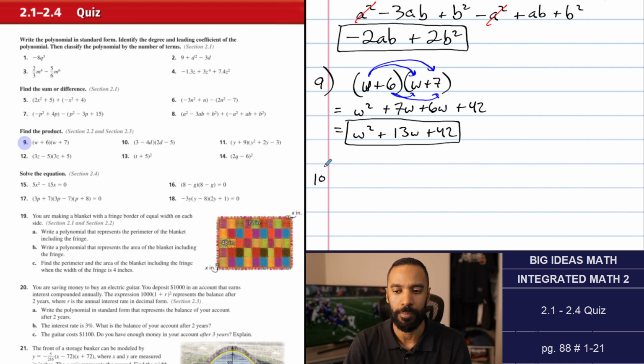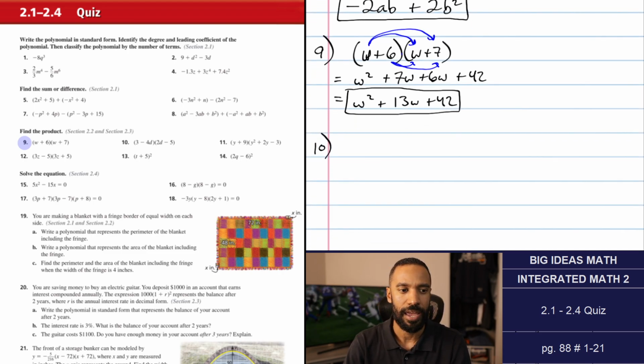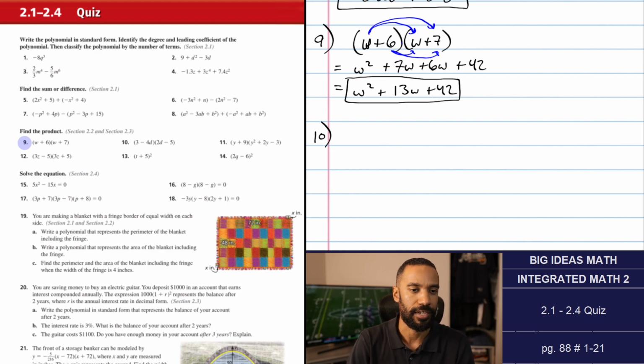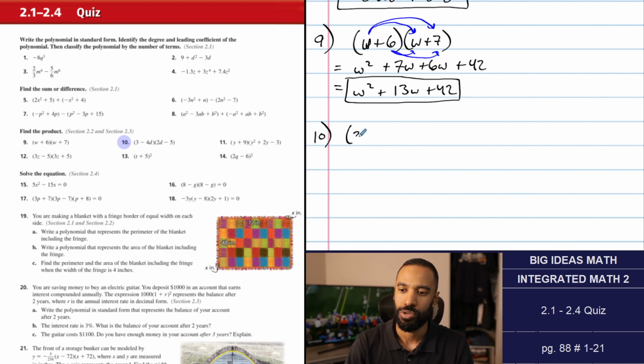I'm going to stick to the FOIL method as long as I think it fits me. If there's a three-term distribution thing, then maybe I'll look at it in a different way and use the table method. But I'm going to go with what will suit me best for these problems. Okay, let's go to number 10. Number 10, we have 3 minus 4d times 2d minus 5. So 3 minus 4d times 2d minus 5.